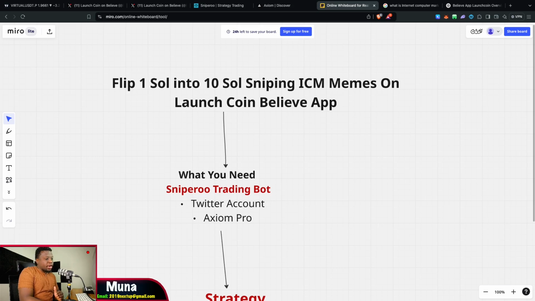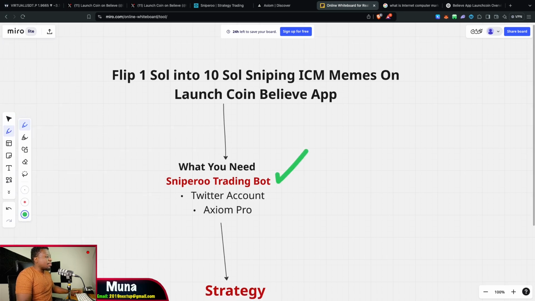The strategy that I'm about to show you is going to help you flip 1 Solana into 10 Solana in 30 seconds via Twitter. Now, take a look at this particular workflow. The tools that you're going to need are, number one, Snipe trading bot, which is basically a bot which is going to allow you to snipe tokens via Twitter as long as there's a contract address.